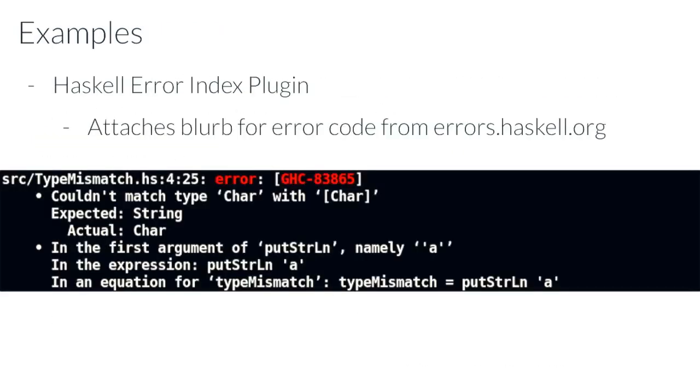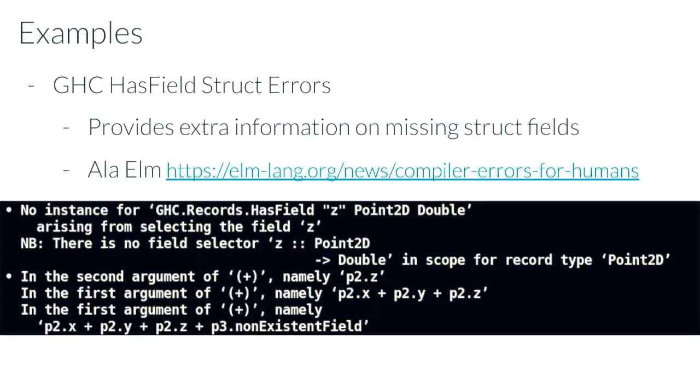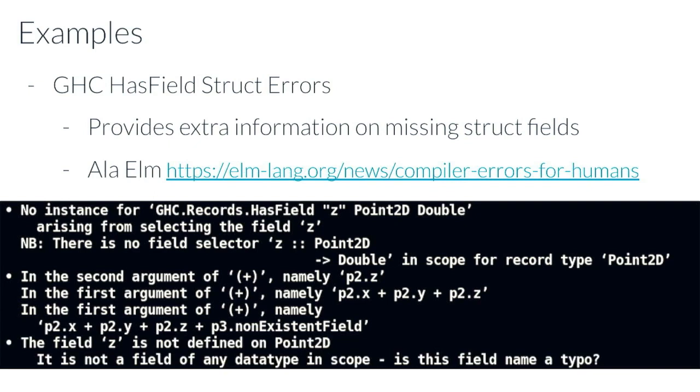There's a few examples. A Haskell error index plugin attaches a blurb for the error code. So it just is a plugin which finds this error code and then injects some additional information for the error code. It pulls out the blurb from the website. You have the same for GHC's has-field errors. You can always detect things for no-instance shape and just attach a little bit of information that says, this is what it actually means. The field Z is not defined on Point2D, and these are the structs in scope that might have such a field.